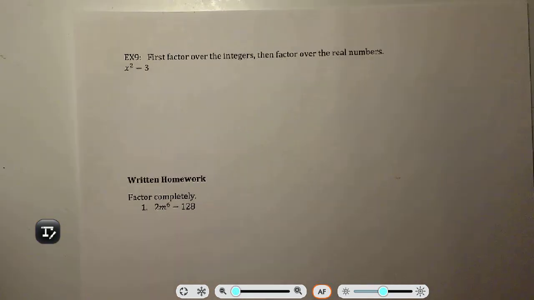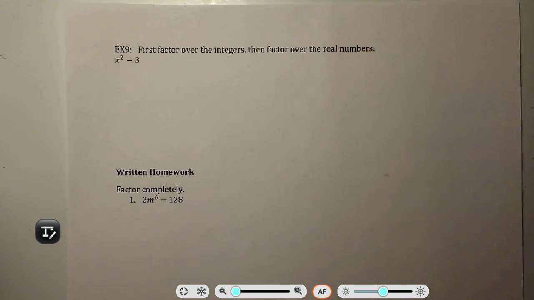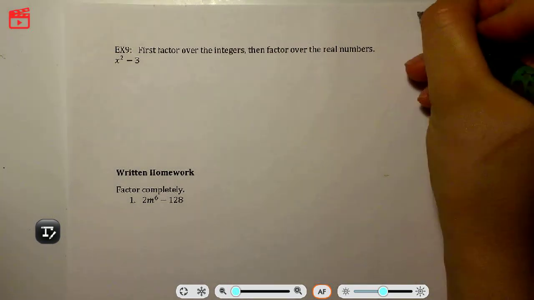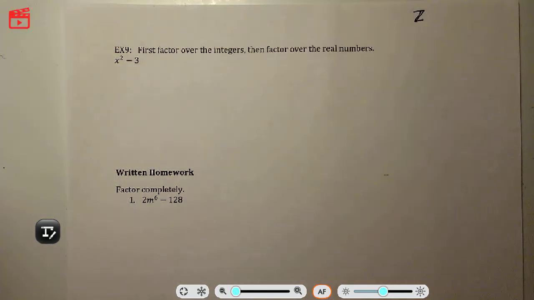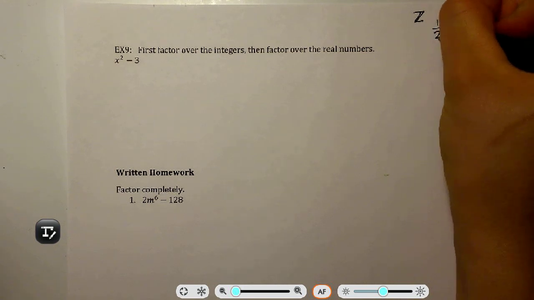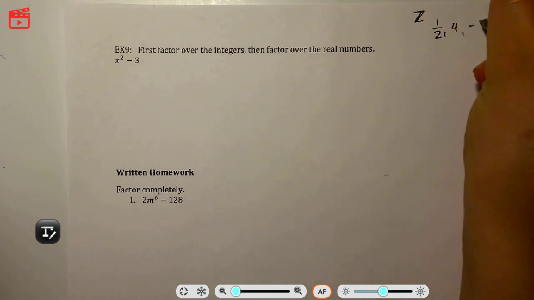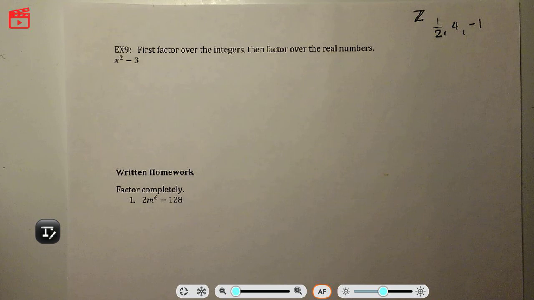Okay, let me zoom in. So it says first factor over the integers, then factor over the real numbers. Okay, so we have to kind of remember here. Integers are the numbers that are fractions, whole numbers, the ones you normally think of. Okay? We don't include irrational numbers. So for integers, that's the symbol for integers. We include something like a fraction for negative numbers, things like that.